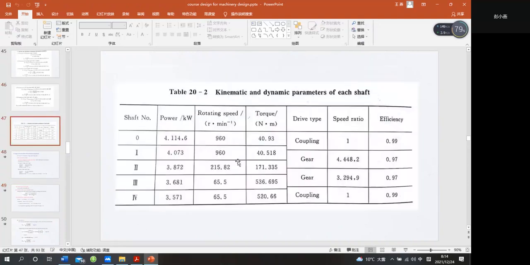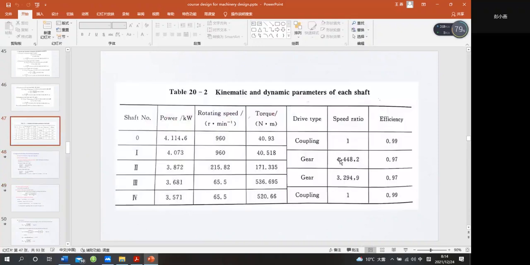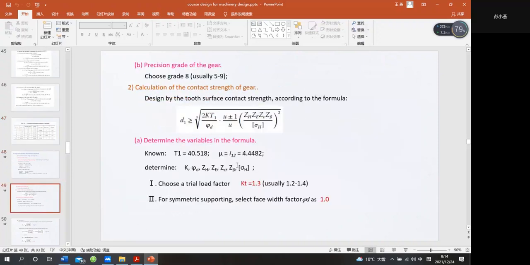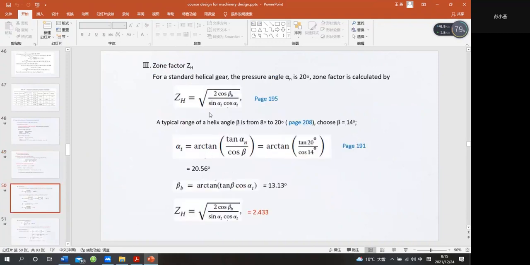In this table, we have the torque and the speed ratio. This speed ratio is for the high speed stage. And then we should determine these factors. First, we choose a trial load factor KT. Usually, KT is within this range, 1.2 to 1.4. So when you do the design, you can choose KT as 1.2 or 1.4. And then usually we choose phi d as 1, and then we determine the zone factor.